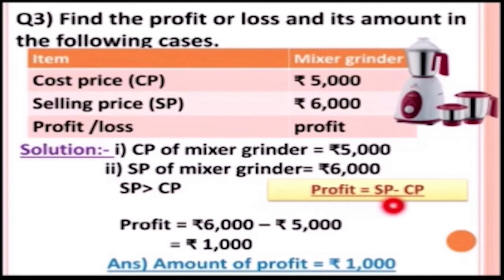So profit is equal to SP minus CP. Here we will subtract the cost price from the selling price, right? So 6000 minus 5000 is equal to 1000. So there is a profit of rupees 1000. So the answer is the amount of profit is rupees 1000, right?